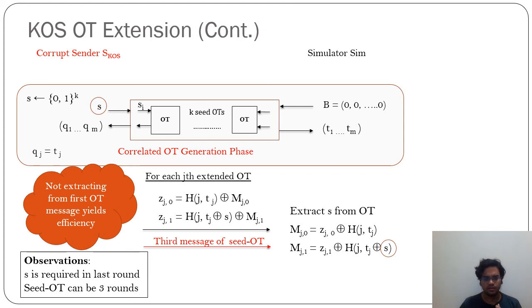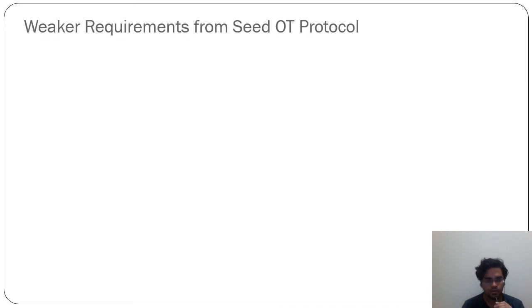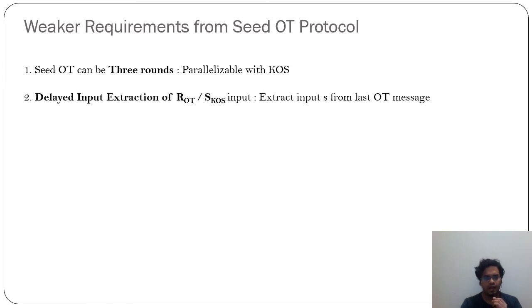So based on these observations, we formulate a weaker OT that is sufficient for the KOS OT extension protocol. We obtain a 3-round seed OT protocol which is parallelizable with KOS. That is, it is KOS friendly, and the input of a corrupt receiver in the seed OT, or the corrupt sender of the KOS, can be extracted from the last message of the OT protocol. The first message of the OT protocol does not need to be extractable.